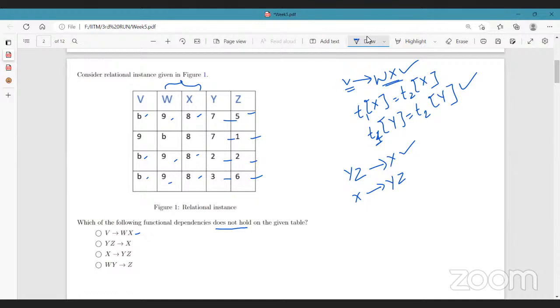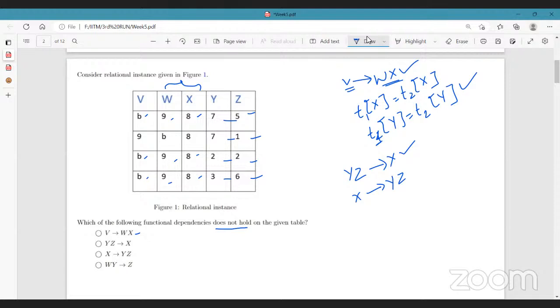All the elements in X are the same, ma'am. Sorry? All the elements in X are unique, ma'am. In X, all the elements are unique. Are you sure? 888. So they are not unique, they are the same, right? They are the same, ma'am. Yeah. Why? Even though they are the same, no matter, it determines YZ, ma'am.